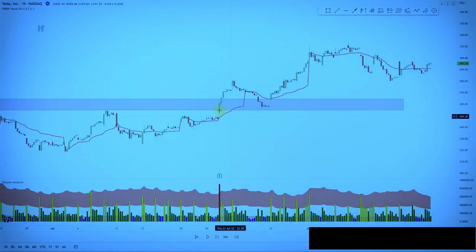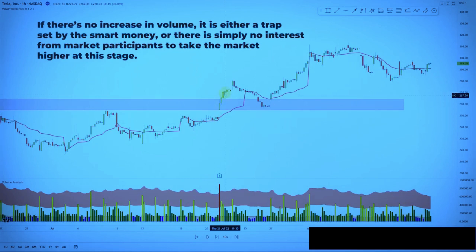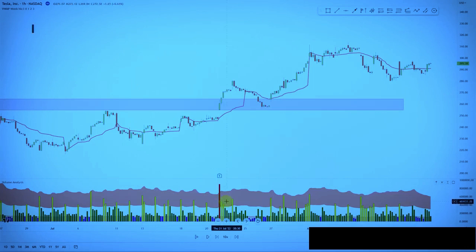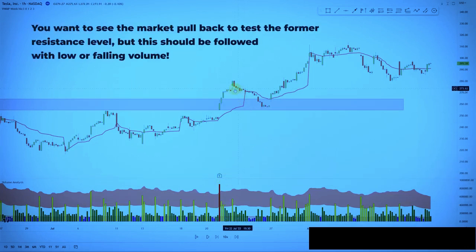If you don't see this, then you know it's either a trap set by the smart money, or there is simply no interest from market participants to take the market higher at this stage. If it's a valid move, then the volumes on the initial break will be well above average and rising. At this stage, you want to see the market pull back to test the former resistance level, but very important, this should be followed with low or falling volume, since we are now developing a bullish trend higher and expect to see rising market with rising volume.